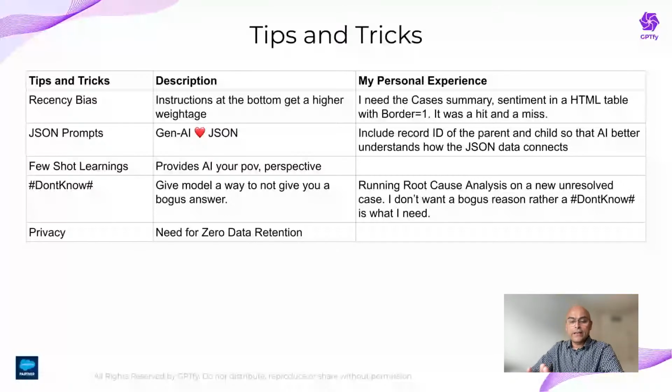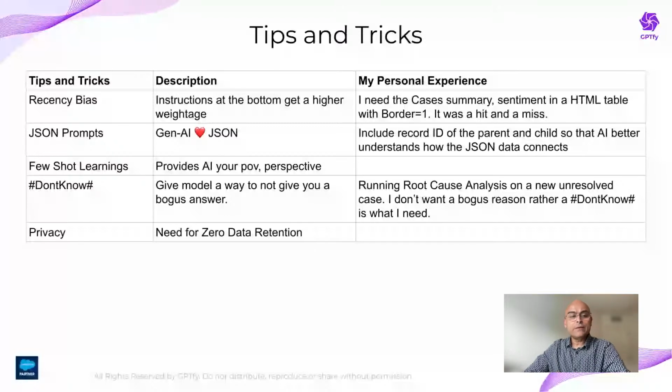The first one, and a lot of things we are going to talk about are AI agnostic, which means that they are applicable to OpenAI as much as to Google Gemini or Llama or whichever other AI you are using. So the first one I'm going to talk about is recency bias.